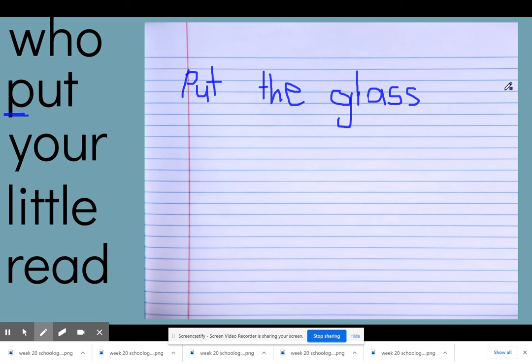Put the glass on. I don't have any more space, so I'm going to come way back over here. On the, and then the word table we stretched out with our syllables. Tay was our first syllable. Tay. And then bull.